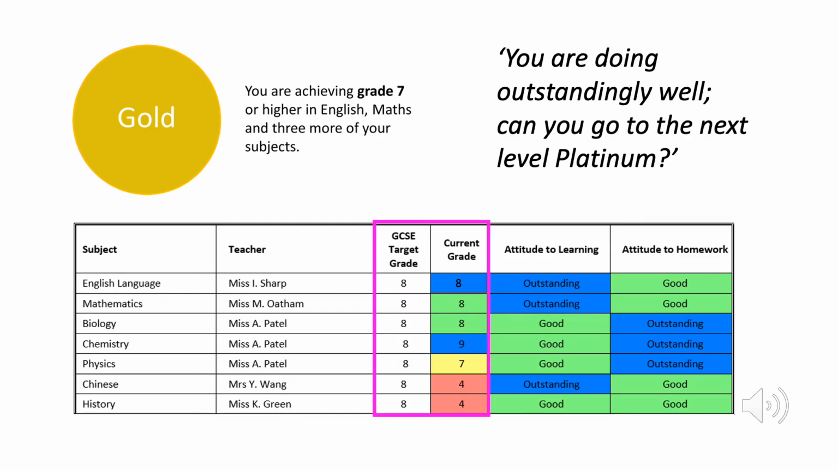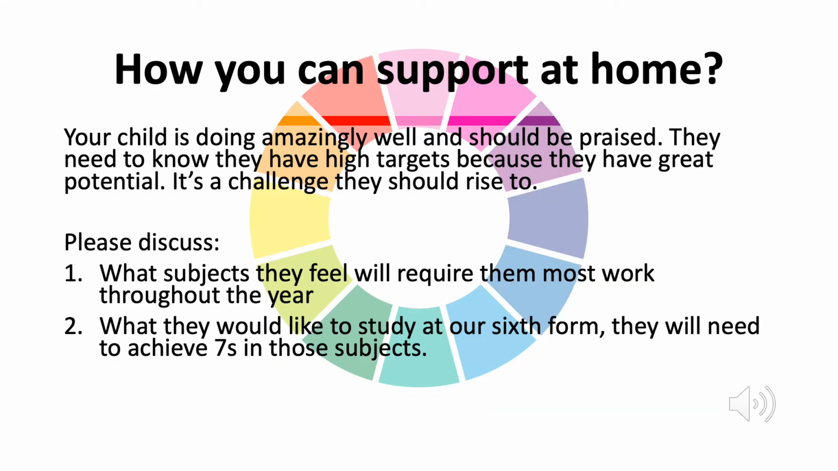Congratulations, your child is in the Gold Group. This is an excellent achievement. They are achieving grade 7 or higher in English and Maths and at least 3 more of their subjects. They are doing outstandingly well, but can they take it to the next step and go platinum? The message to your child is well done and keep up the good work. You should acknowledge their hard work and they should be praised for it.